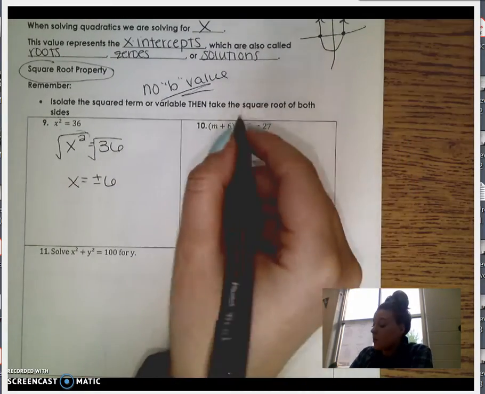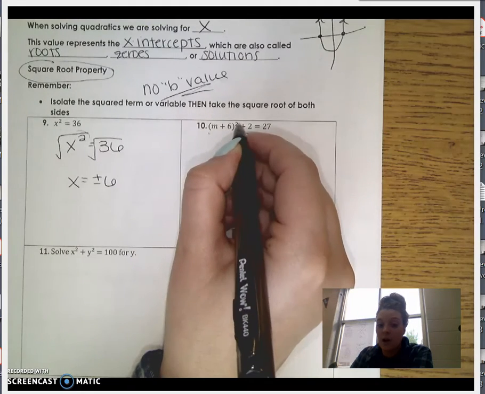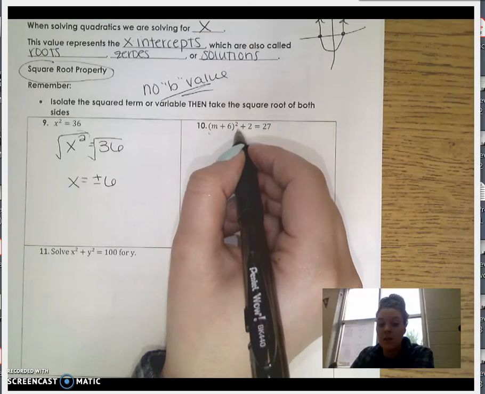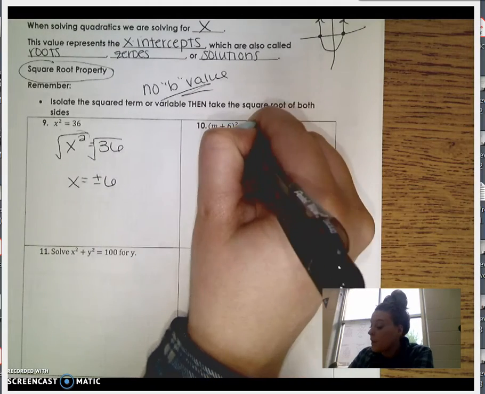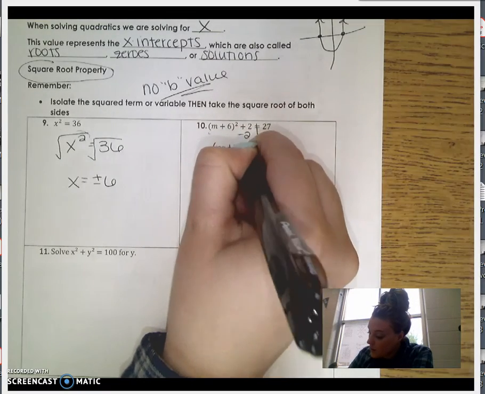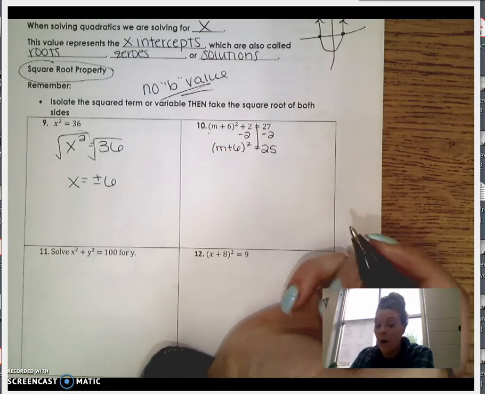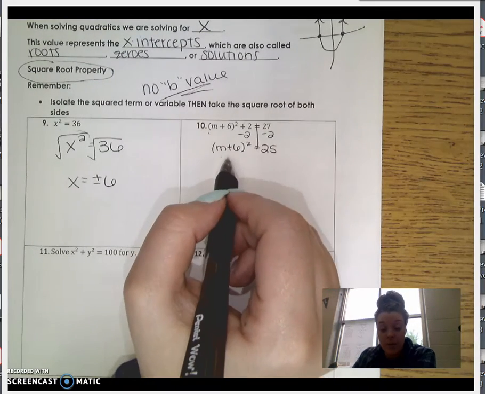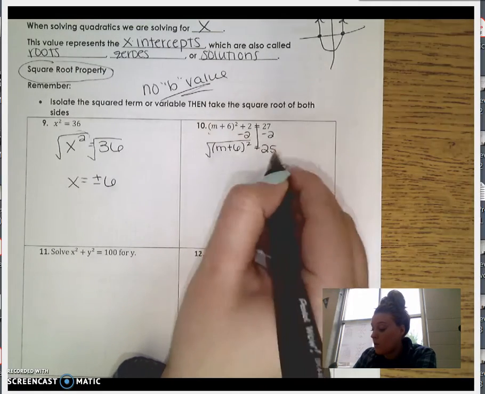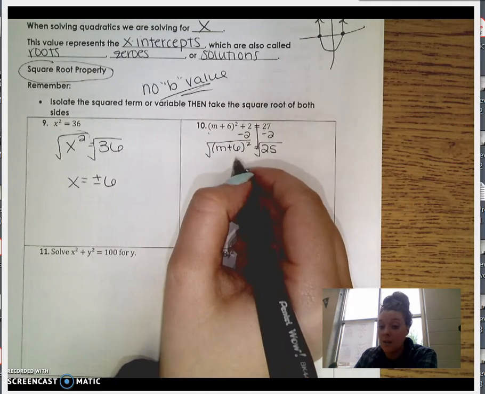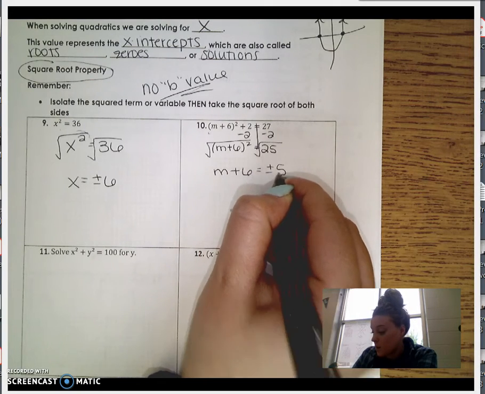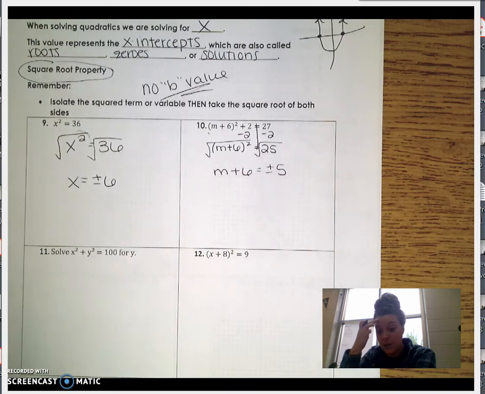Number 10 is very similar, but this time we don't have our squared term by itself. Right now, this quantity m plus 6 is being squared because it's in parentheses, and we have a plus 2 on the same side as it. So I'm going to subtract 2 from both sides, and now I have m plus 6 squared equals 25. Now that I have my squared expression by itself, I can take the square root of both sides. I get m plus 6 equals plus or minus 5. The square root of 25 is 5.